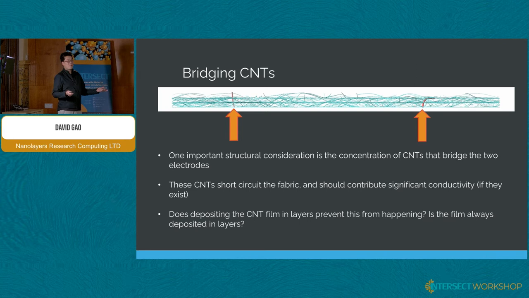So within our structural models, we can keep an eye on these types of effects, as well as things like voids and what the pathways actually look like. And we can answer questions like how do we deposit the nanotube films, either in layers or with different length nanotubes, or functionalizing them, in order to prevent these effects from happening.